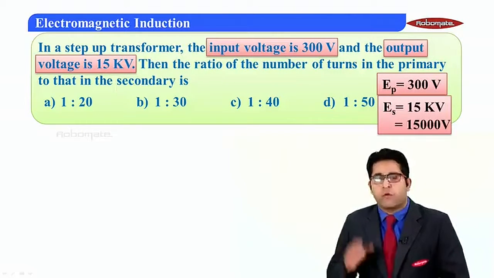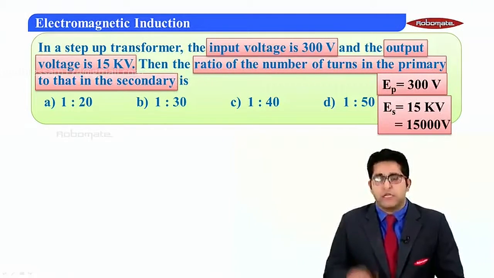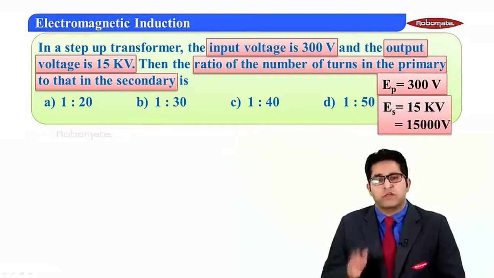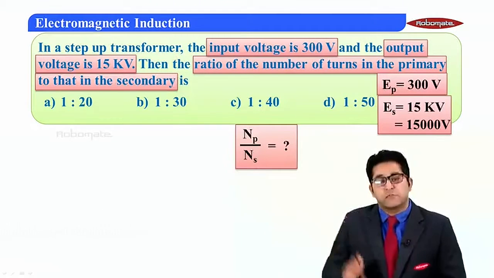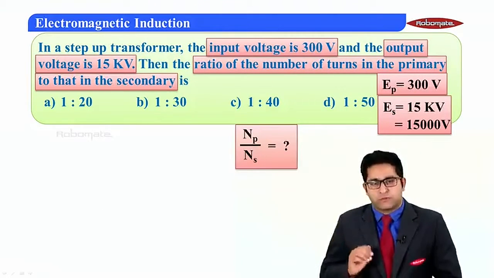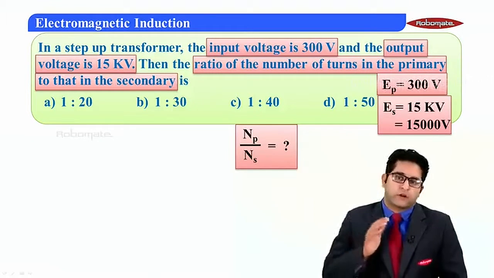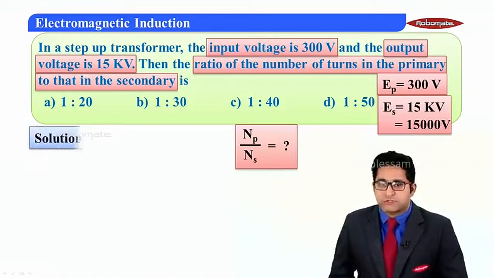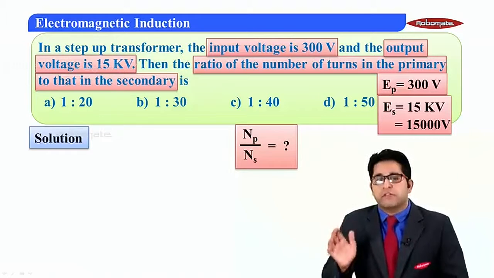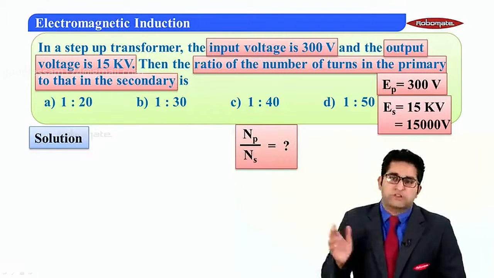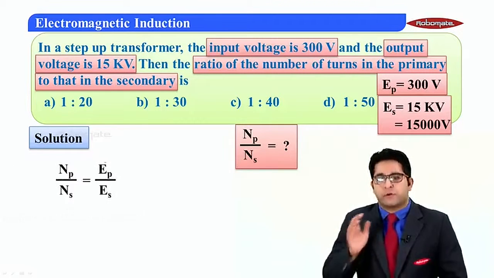Now what are we supposed to find? We are supposed to find the ratio of number of turns in primary to that in secondary. That means we need to find NP upon NS, where NP is the number of turns in the primary coil of the transformer and NS is the number of turns in the secondary coil. So let us start with the solution. In order to solve this MCQ, we'll be using the equation of transformer. What is the basic equation of transformer? NP upon NS is equal to EP upon ES.